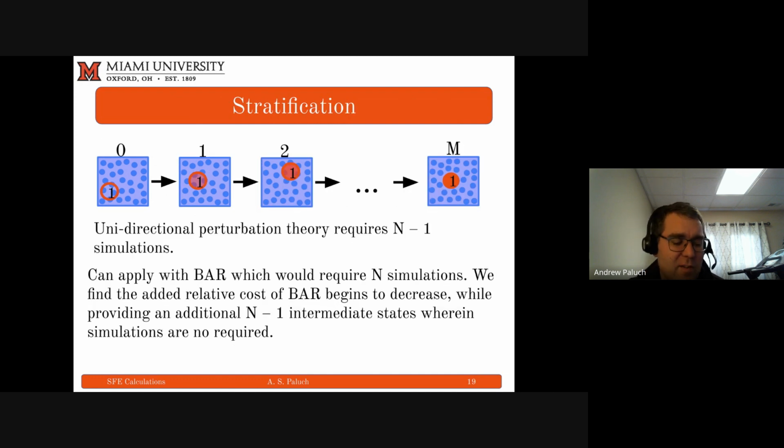Where BAR has gained ground, or become more widely adopted, is when I have larger molecules, where it's inevitable that you need to use stratification. Back in the day, when looking at the solvation free energy of Lennard-Jones molecules, perturbation theory is okay. But as molecules get larger and larger, stratification becomes necessary. And so the difference between needing n minus 1 calculations for perturbation theory and just n with Bennett becomes essentially insignificant. I need one additional simulation, but with that one additional simulation, I get a huge improvement in my accuracy.